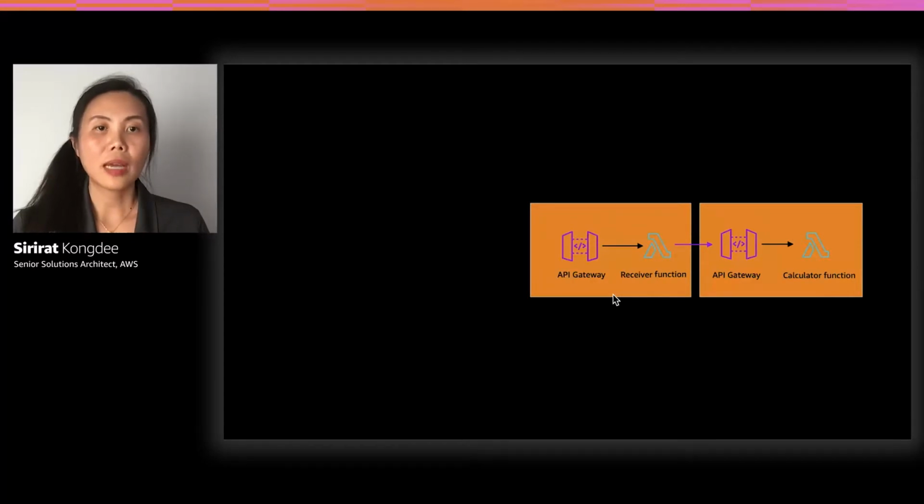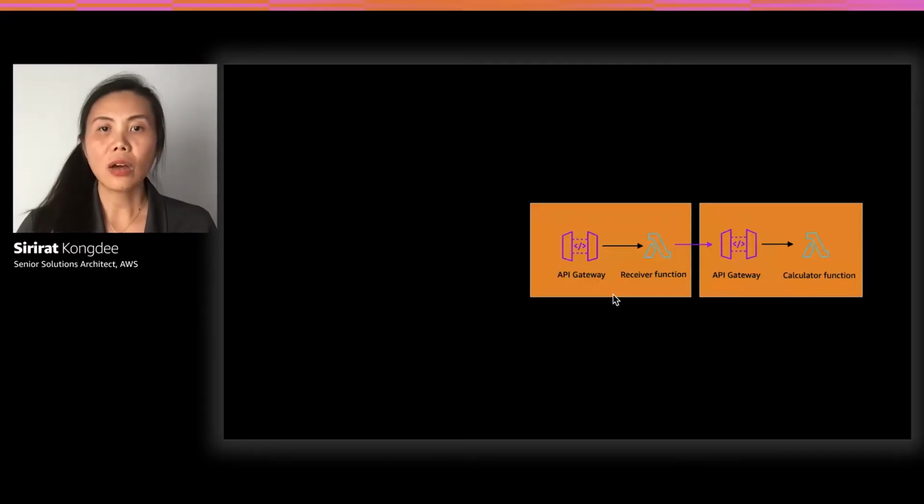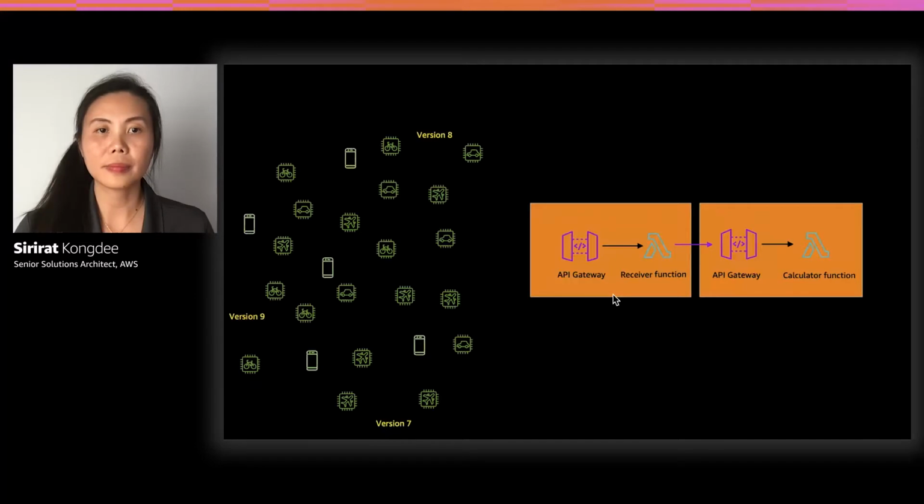So let's talk about our application first. Our application is a simple web API built with API Gateway and a Lambda function. We will call it the receiver function. The receiver function calls another API to perform math calculations, so we will call it the Calculator API. The Calculator API is also built with API Gateway and a Lambda function. So now let's imagine that there are a bunch of devices out there with different types of devices and software versions, and they are all making API calls to our API to report their data.